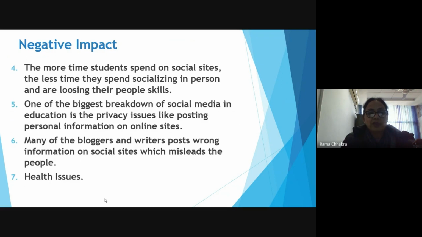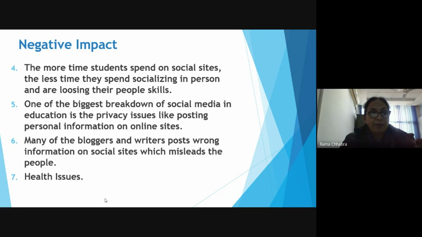And the more time students spend on social sites, the less time they spend socializing in person. I think you will all agree with me, they are losing their people skills because of social media. Students lose their ability to engage in face to face communication. The many things which we learn from each other, especially interpersonal relationships, are also getting affected because of this. On many occasions, instead of talking to each other, we just send a message and our job is over. So the students are deeply affected by losing their connections with people.